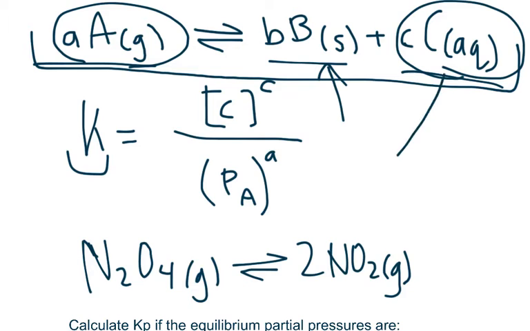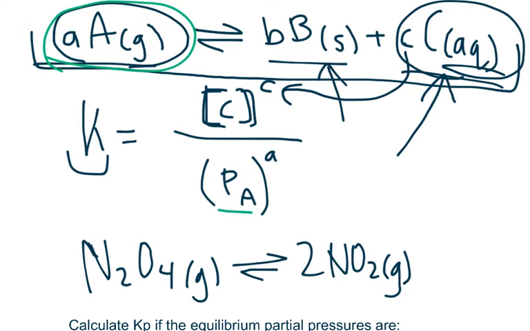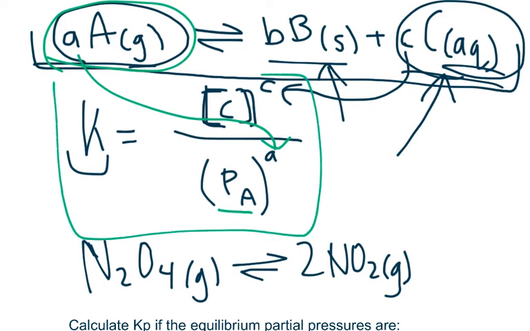In our products, we focus on C, and since this is aqueous, we will put it in brackets to define concentration. So the concentration of C to the c power, since the coefficient is c, and you divide by the reactants. And for our reactants, we have a gas A, so we put the partial pressure of A in parentheses to the a power, since a is the coefficient, and here is the equilibrium expression for the reaction above.